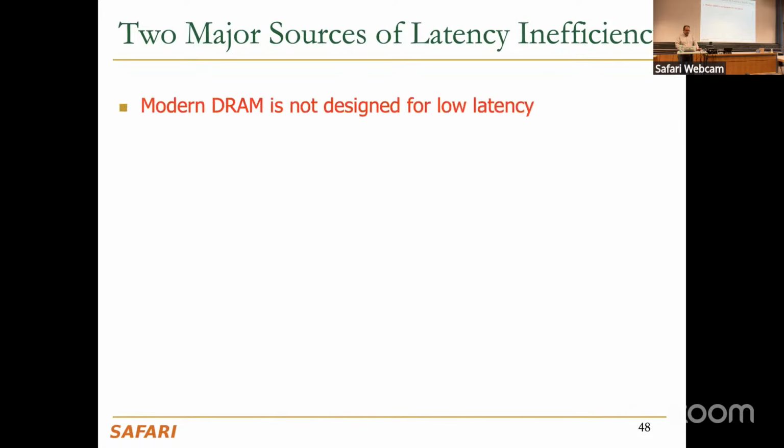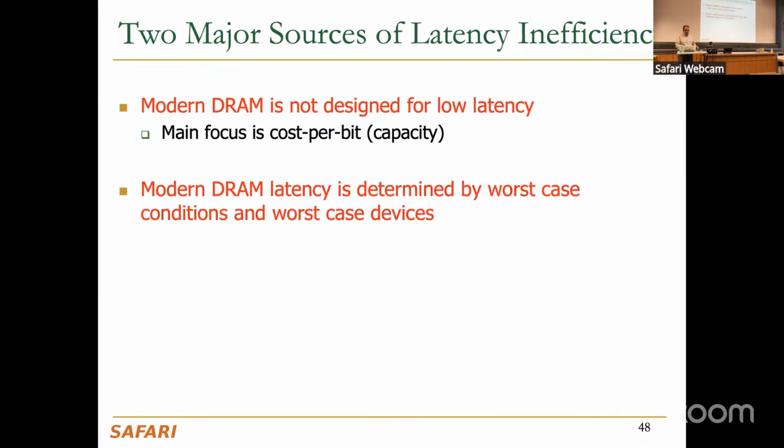One is that modern DRAM is not designed for low latency, which we already discussed a lot. So the main focus is cost per bit, which is capacity. Another issue is that modern DRAM latency is determined by worst case conditions and worst case devices. Remember the lecture yesterday regarding the retention time.